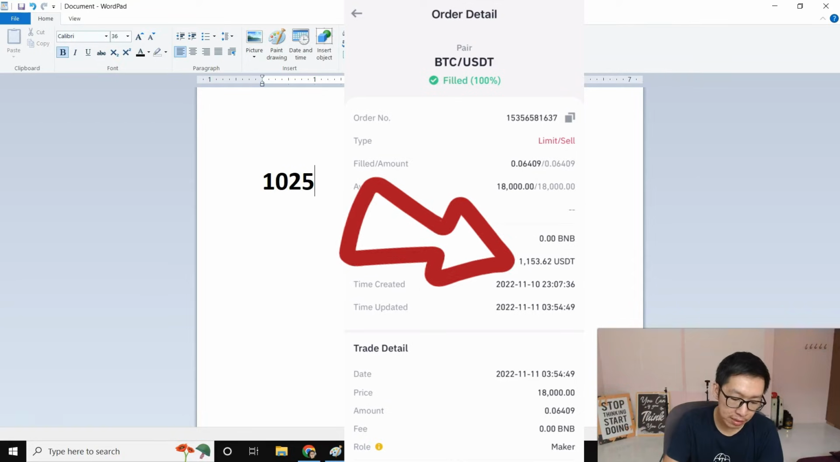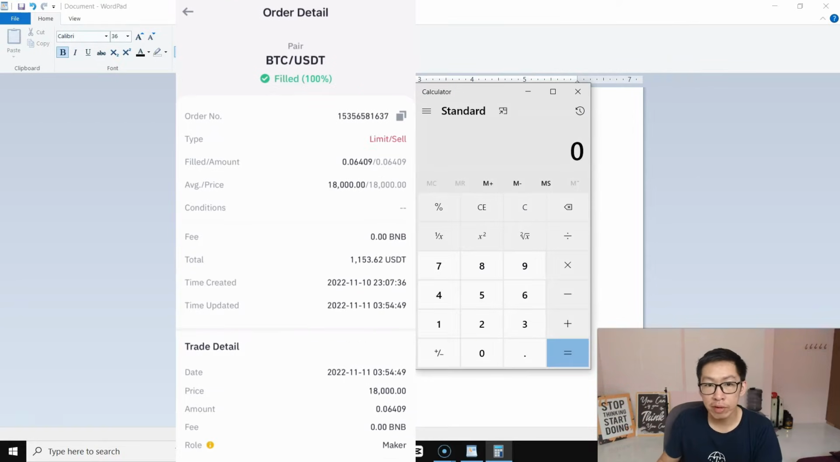So what's my profit? 1153. Okay, I sell it at 1153. Then minus 0.25. So I make a net profit of $128.